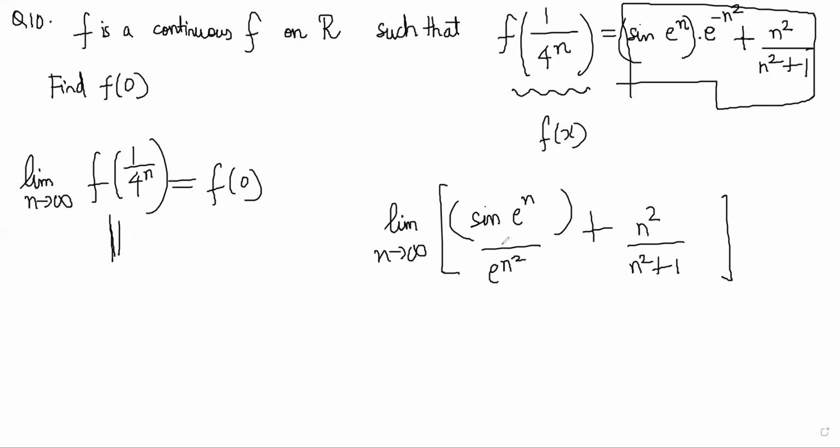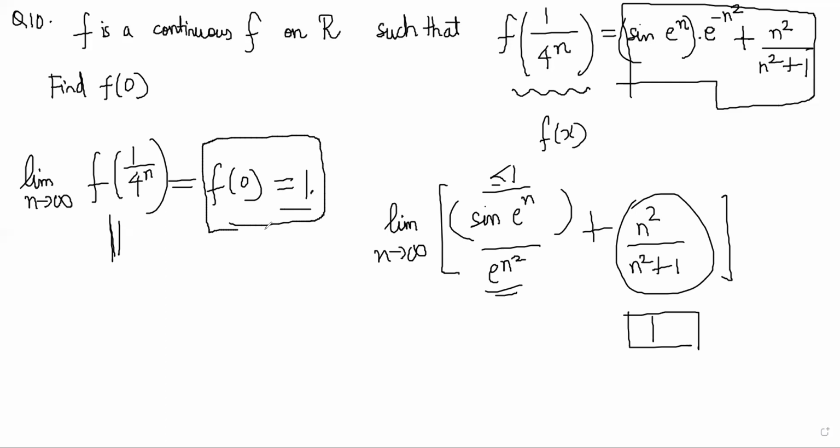And this is not hard because the sine term is 0, because this is less than 1 no matter what, and this is infinite. And this limit will be 1 by 1. Limit n tends to infinity, this is 1, right? So f of 0 is 1. It is fairly simple if you get the idea that just take the limit, don't try to find f of x.